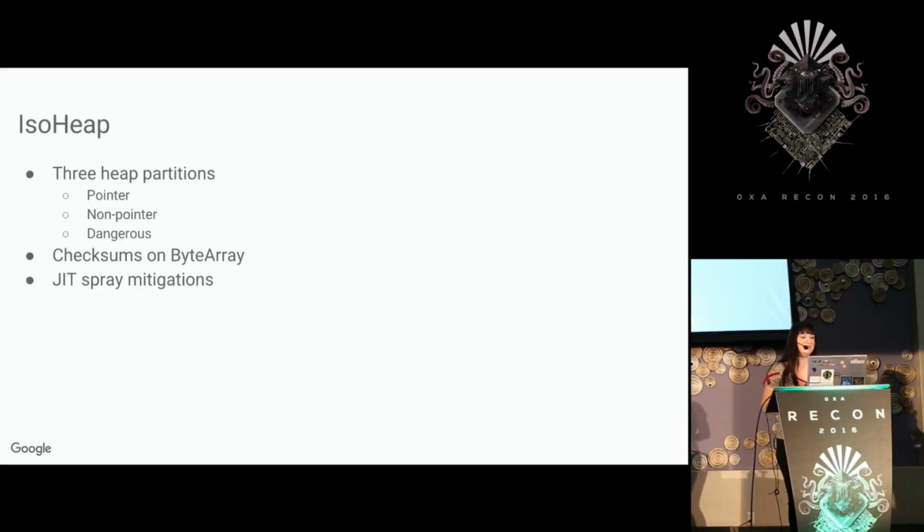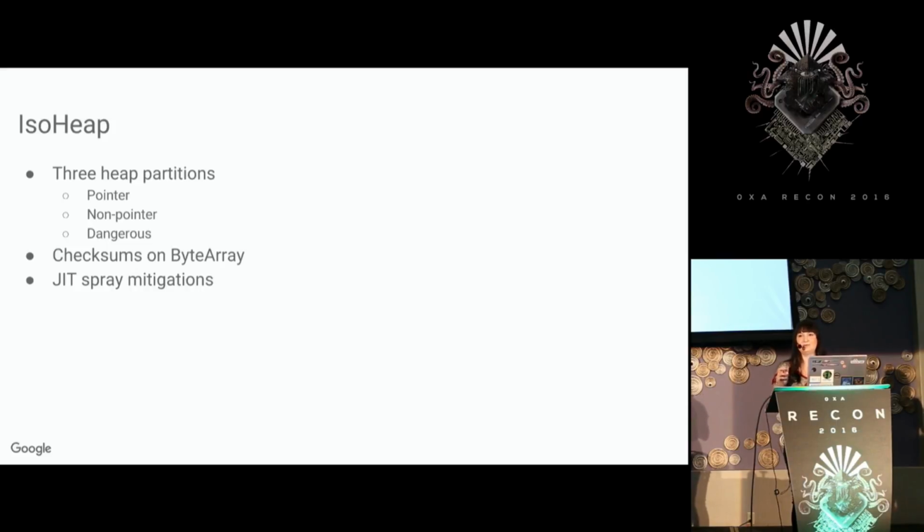The second iteration set was the ISO heap. And what this did is it split the heap into 3 partitions: the pointer partition, the non-pointer partition, and the dangerous partition. Pointer one was obviously everything with pointers. Non-pointers is data, and dangerous is things that have a history of being exploited. And of course, this isn't quite perfect because there's some objects that contain both pointers and data, and you have to decide where to put them.